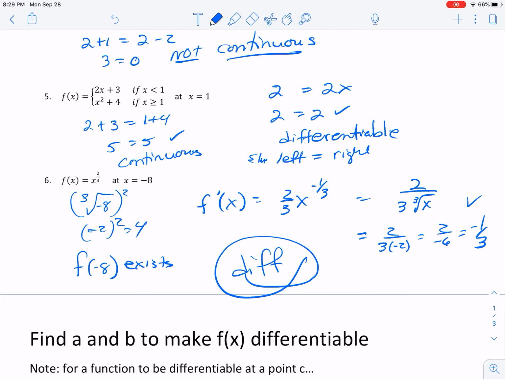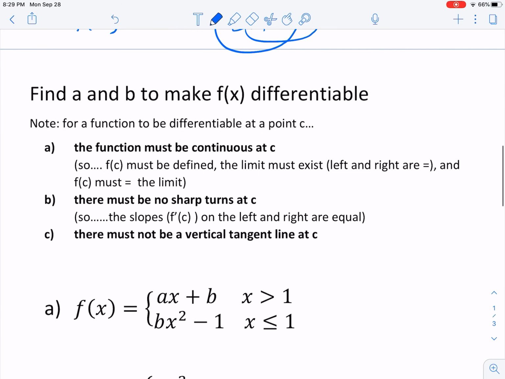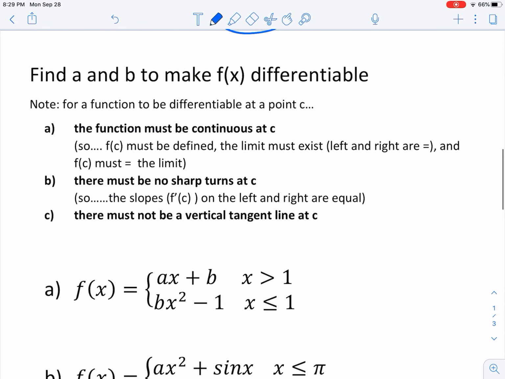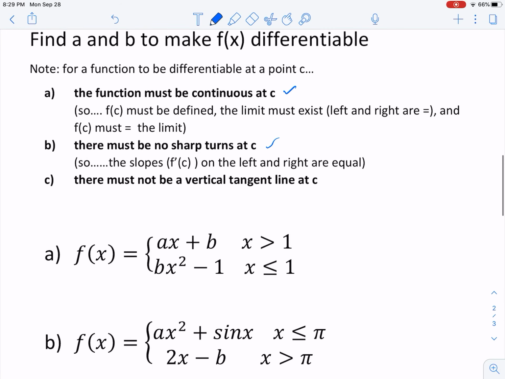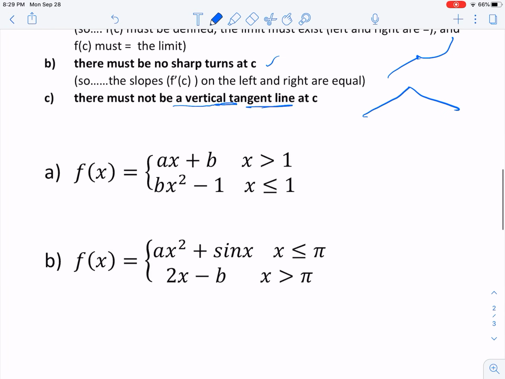All right. These types of problems I'm sure you will see again, so pay attention. You want to find a and b to make f of x differentiable. So the first thing, it must be continuous. So when you plug in 1, they have to equal each other. No sharp turns. If one is going this way and one is going that way, one going up and it turns, if there's a sharp point there, it's not differentiable. And no vertical tangents. That's your cube root function. Okay? So let's look at this first one.